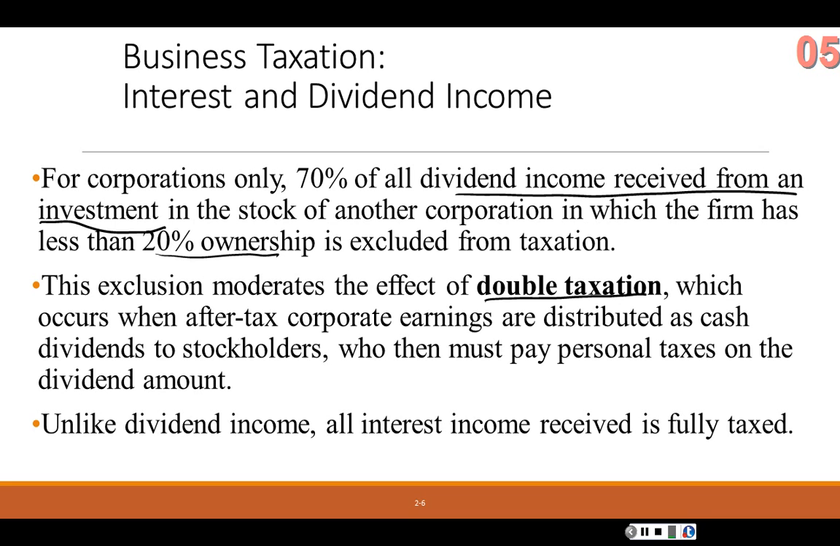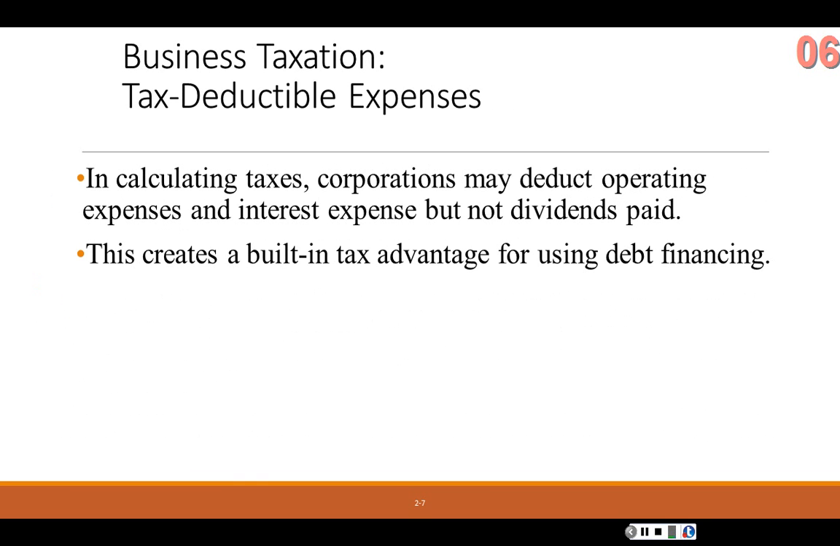Double taxation occurs when the after-tax corporate earnings are distributed as dividends to shareholders, and the shareholders then take those earnings and they have to pay taxes on the amount that they received as dividends. Unlike dividend income, interest income is fully taxed. When calculating taxes, corporations can deduct operating expenses and interest expense, but not dividends paid. This creates a built-in advantage for using debt financing.